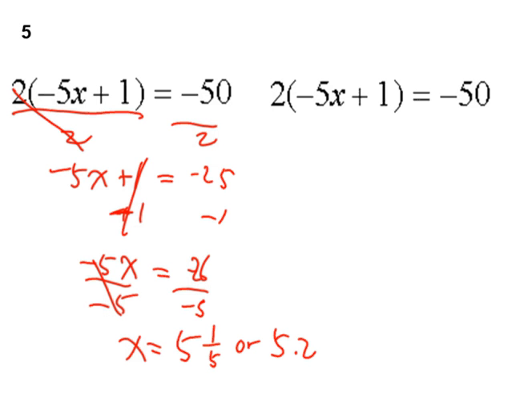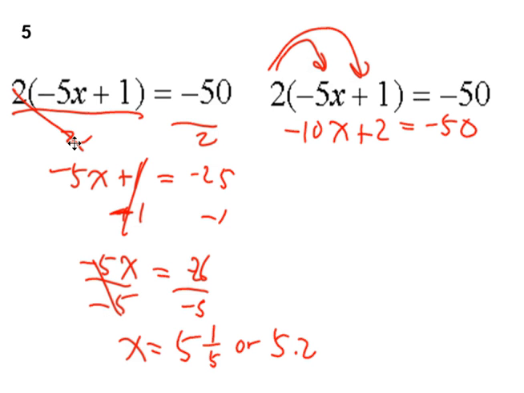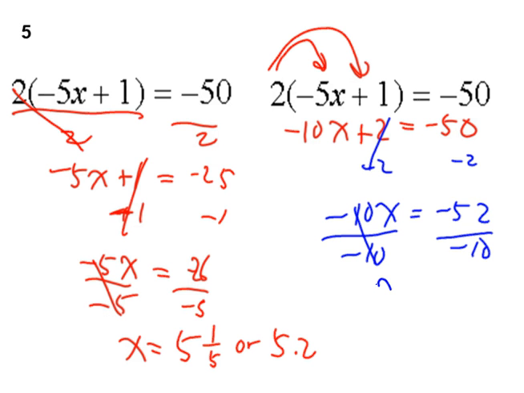I think I did that right. Hopefully I did. We'll see. The other way you could have done it is expand it using distributive property by multiplying both terms inside the brackets by 2. Here you'd get negative 10x plus 2 equals negative 50. Then you can subtract 2 from both sides. You get negative 10x equals negative 52. Divide both sides by negative 10. And x equals 5.2, or 5 and 2/10, or 5 and 1/5.